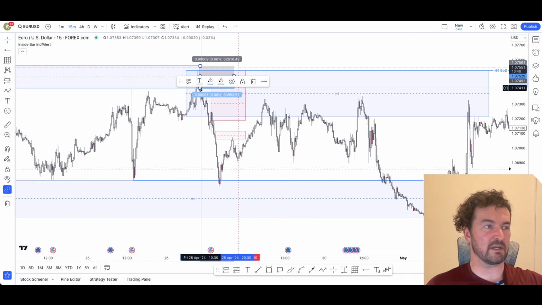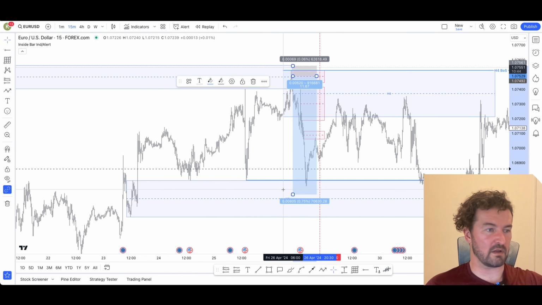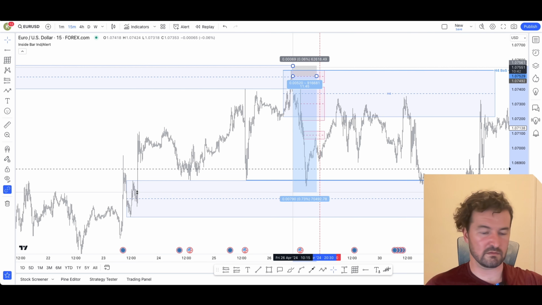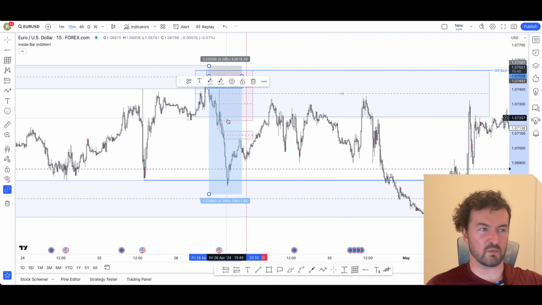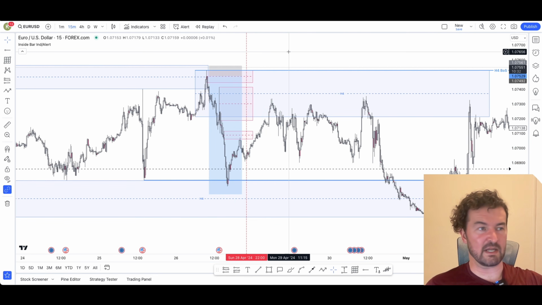But anyway, if it had kept hold of it and I went down to my target, which was over here, it would have been about 11.5R. And yeah, look at that, it would have reached. So for me, I missed out on like 11.